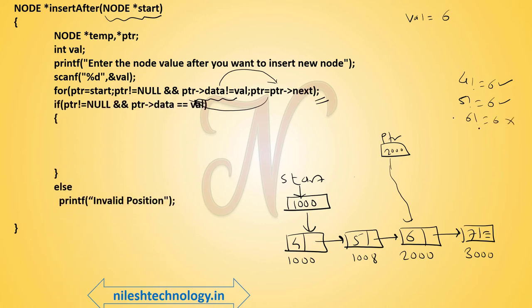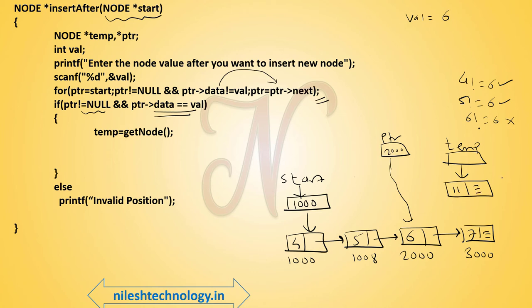Again, in the if-else part, we check ptr is not equal to null and data is equal to value. Data is 6 and value is 6, so we match the condition. Then here we insert the new node after the 6. So temp equal to get node. Temp is pointing to one node, for example a node which has the address 3030.